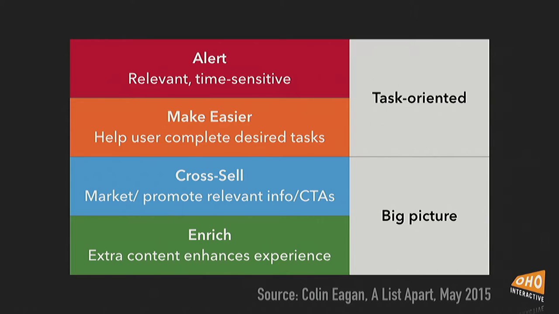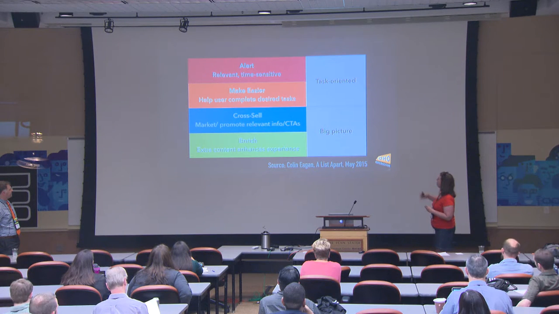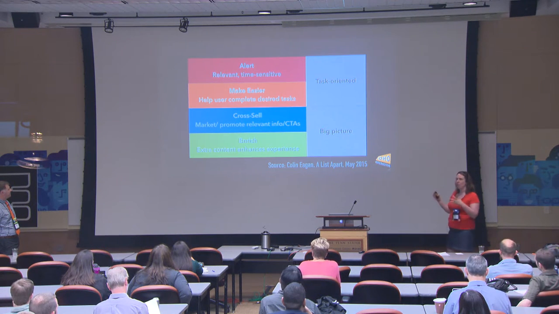So this is a framework for thinking. We're talking about how we're going to plan this content. There's lots of different information that we could provide to people, but what should it be? What is it actually doing? So a guy named Colin Eagan wrote a really great article about content strategy for personalized experiences in A List Apart last year. And he posited this framework of different ways of organizing content.